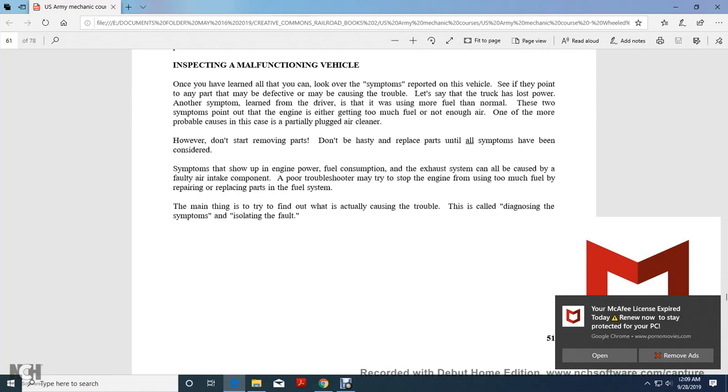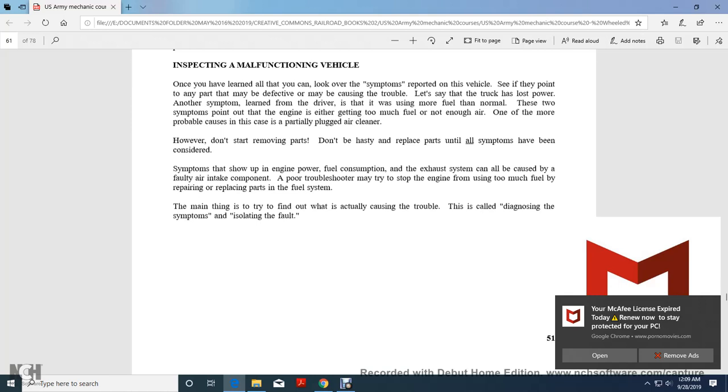Or inspection malfunction of the vehicle. Once you have learned that, you can have a look over the system and report it with the vehicle that you have at any minute point. Maybe the defect may cause trouble with the truck, that lost power with the other system, lean with the driver was using more fuel than normal.